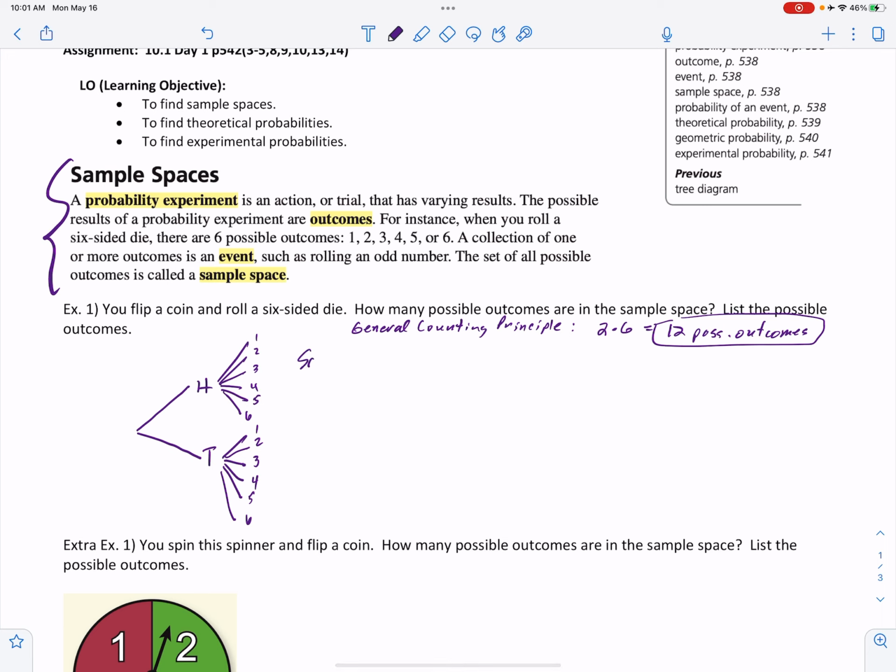And so your sample space is heads and a 1, heads and a 2, heads and a 3, heads and a 4, heads and a 5, heads and a 6, or tails and a 1, tails and a 2, tails and a 3, tails and a 4, tails and a 5, and tails and a 6. And that is your sample space.